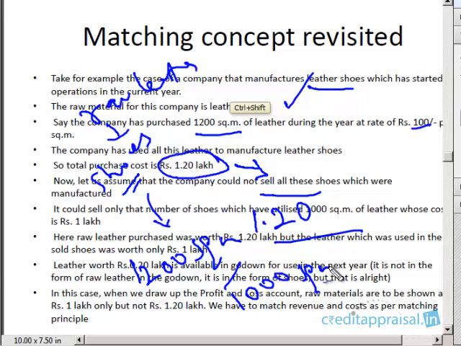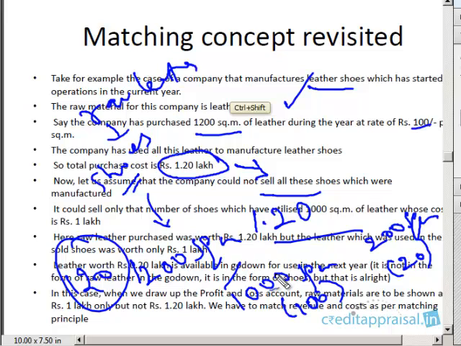Of this, the company has produced some shoes, right? Let us assume that the company has manufactured a total of 120 shoes. Out of these 120 shoes, the company could sell only 100 shoes, and 20 shoes were left unsold. Is the point clear? The scenario is that the company has purchased raw leather amounting to 1.2 lakhs. In quantity terms, this is 1200 square meters. From this 1200 square meters, the company has manufactured a total of 120 shoes. Out of these 120 shoes, the company could sell only 100, and it could not sell 20. So these 20 are lying in the godown. The 100 are already sold and sent to the customers.